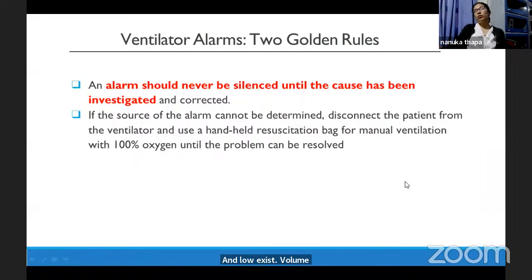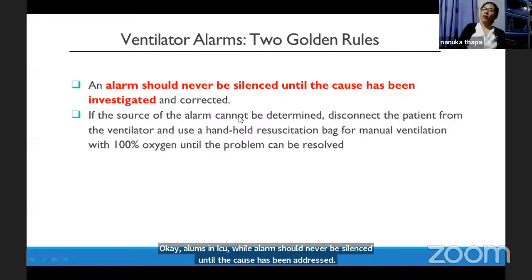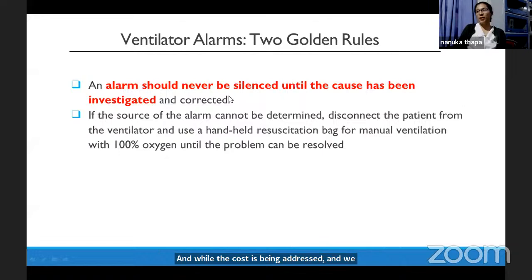So there are 2 golden rules of alarms in the ICU. One, an alarm should never be silenced until the cause has been addressed. And two, while the cause is being addressed and we cannot find the source, the patient is to be disconnected from the ventilator and connected to an ambu bag, that is a handheld resuscitation bag for manual ventilation, with 100% oxygen till the problem has been resolved.